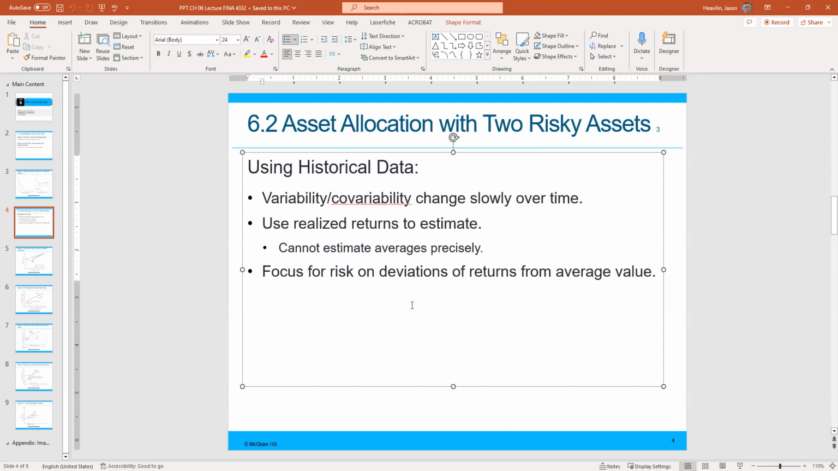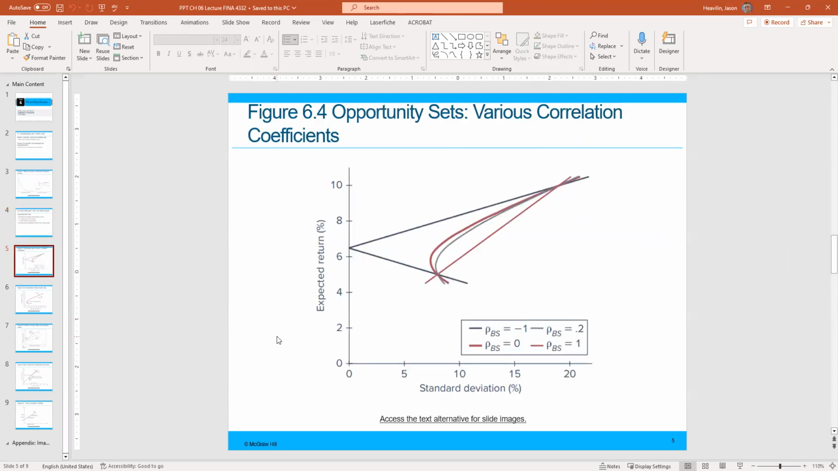So the focus for risk is on deviations of returns from the average value. That's really the key to understanding how you're going to combine these stocks in your portfolio. So let's start looking at some graphs and charts. For right now, ignore most of these. Let's just look at this one straight red line here so we can talk about it.